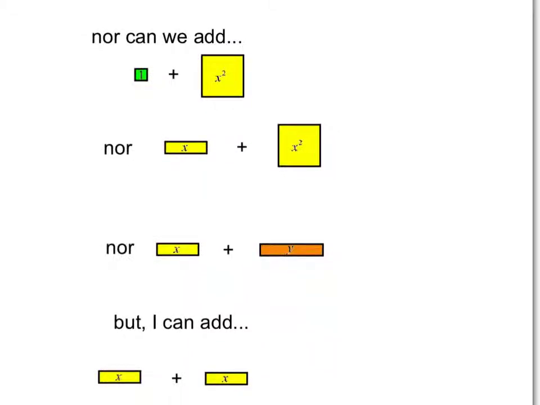Nor can we add 1 plus x squared. That's just simply 1 plus x squared. I need more information to say specifically what this equals. I can't say that this equals 2x squared because that would mean that I have two of these, but you can see I have one of these and one of these. This would be x plus x squared. There's nothing more I can do to that. Since y is some number and x is a different number, the best that I can express that is simply x plus y.